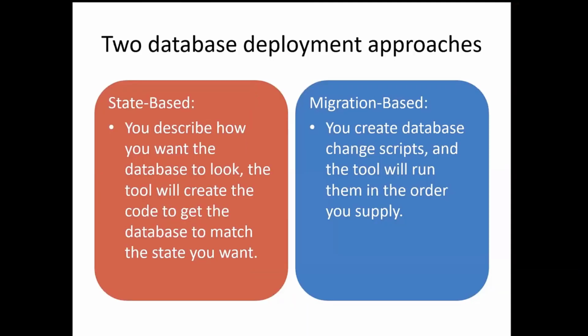So we talked about releases. Now it's time to talk about the different kinds of deployment you can use. The two main ones you'll see out there are state-based releases or migration-based releases. With state-based, you're going to describe how you want the database to look, and the tool will generate the code in order to get the database you're working on to match the state you've got in your source control. With migration-based, you create database change scripts, and your tool will just run them in the order you specify.